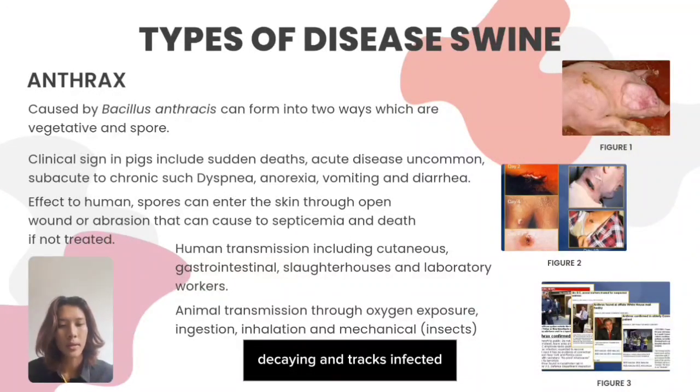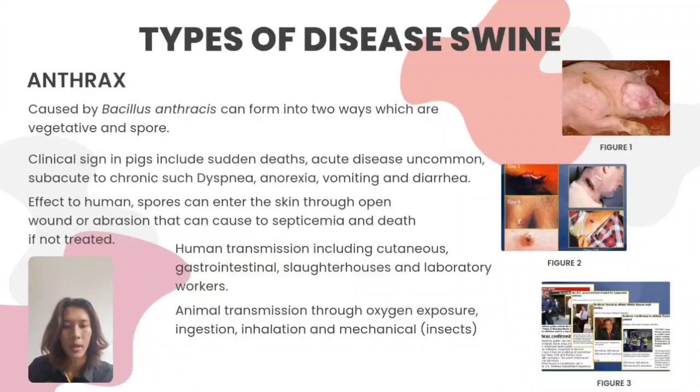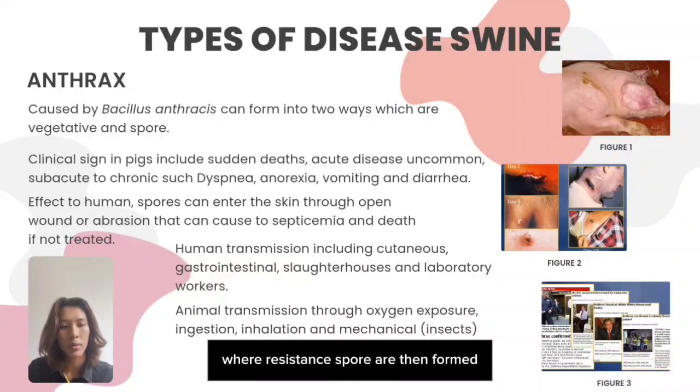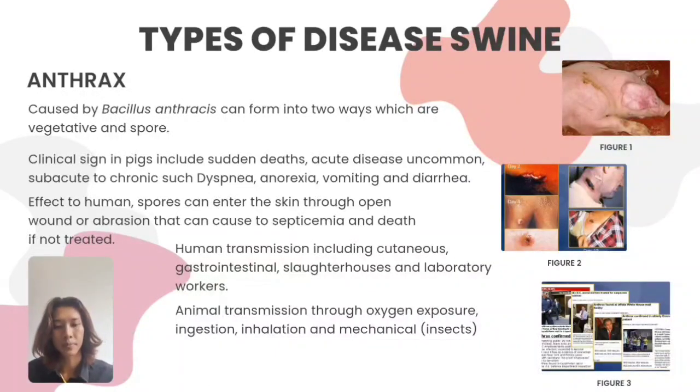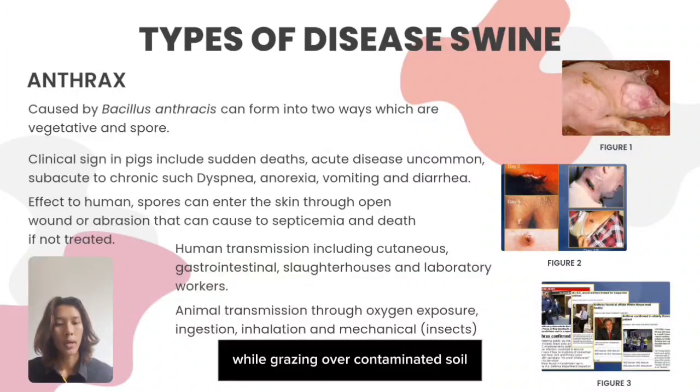Decaying anthrax-infected carcasses and their fluid can contaminate the soil, where resistant spores are then formed. Most grazing animals ingest the spores while grazing over contaminated soil.